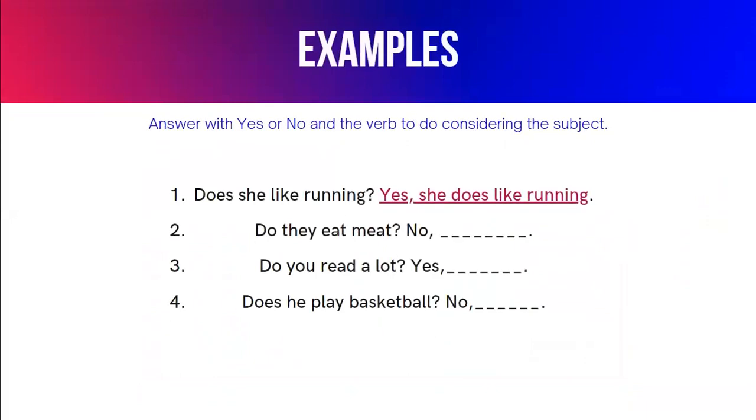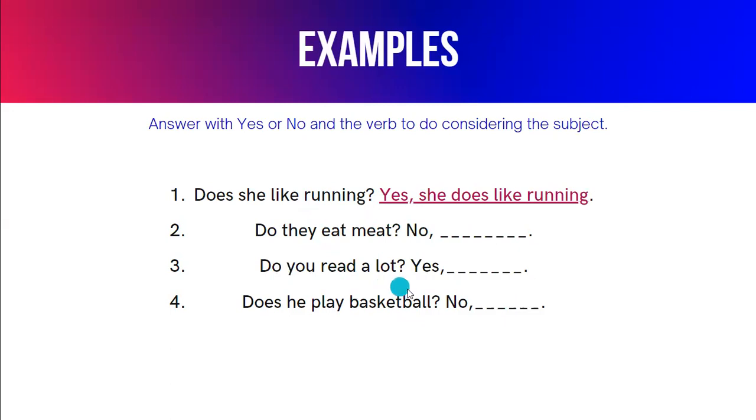For example, we're going to answer the questions using yes or no and the verb to do considering the subject. So for example, does she like running? Yes, she does like running. Do they eat meat? Notice that the subject is they. No, they do not eat meat, okay? The verb is do not in this case.